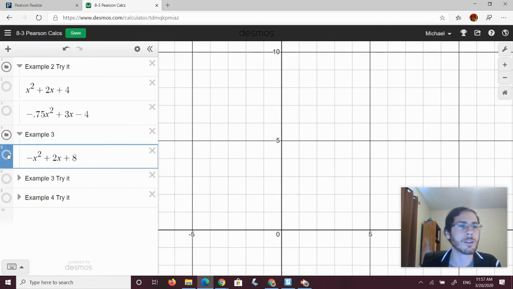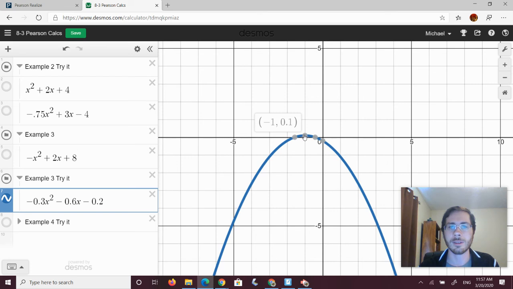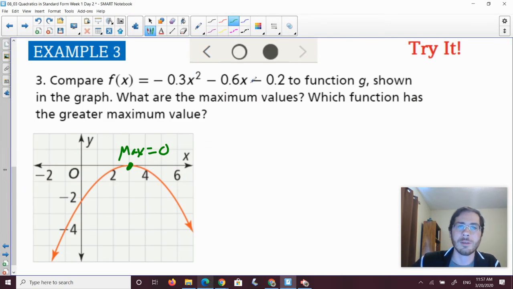So we're going to say goodbye to this one, and we're going to bring up example 3's try it. We can graph it. It's kind of down there, but it does look like it's above the x-axis. It's at negative 1, 0.1. That's it, just 0.1. So which one has the greater maximum value? Well, we have to compare 0.1 to 0. 0.1 is just a little bit bigger. So we would say f of x has the greater max.